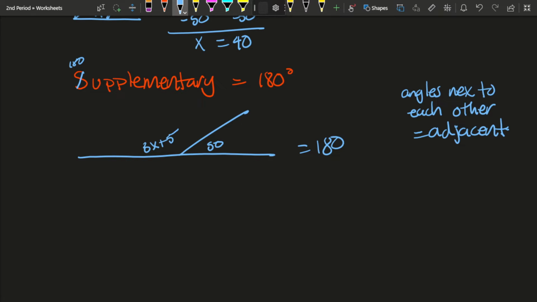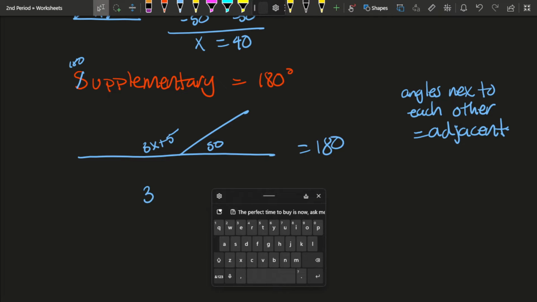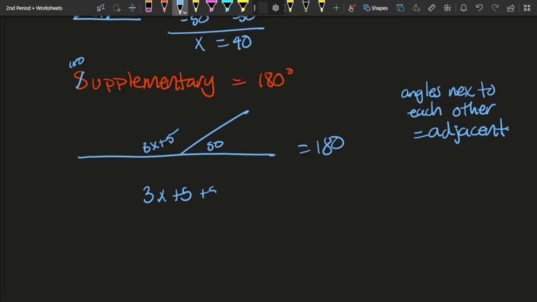If I wanted to find the value of X or the angle, all I have to do is set this up and solve for X. So in this case, my total is 180, so this will be 3x plus 5 plus 50 should give me a total of 180. Then I can combine my like terms, which are these two. So I will have 3x plus 55 equals 180.